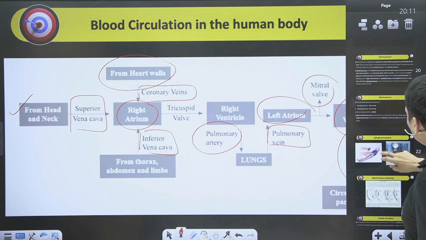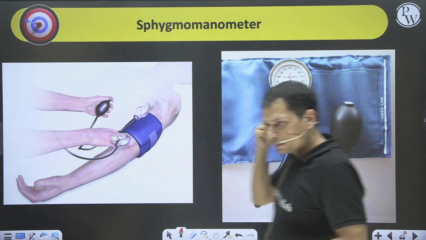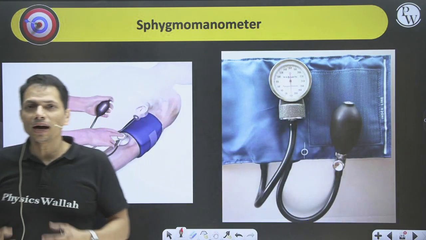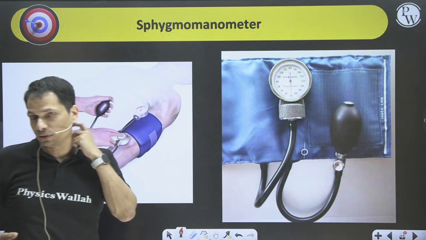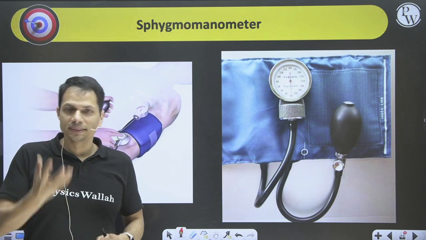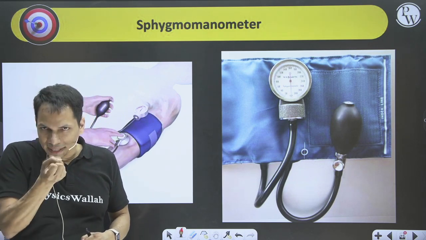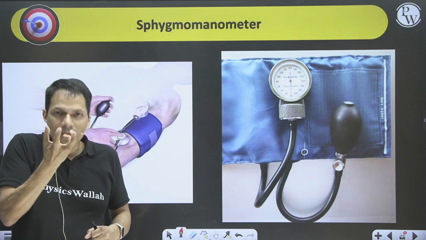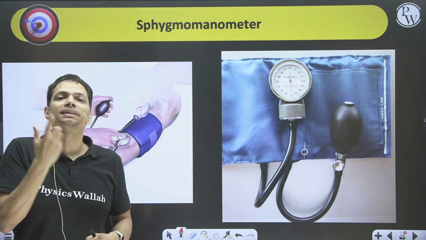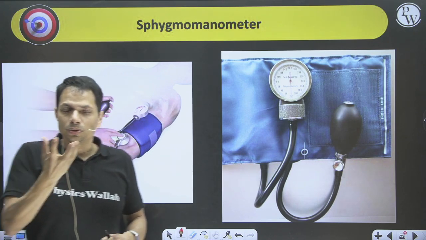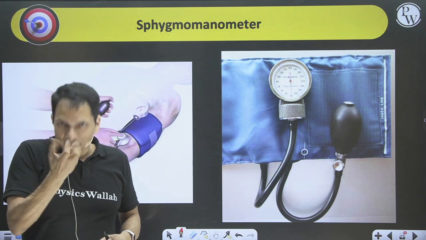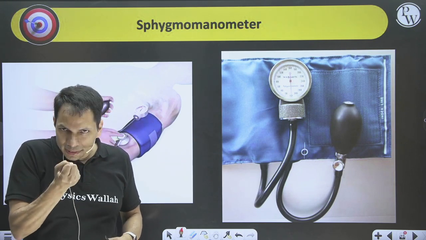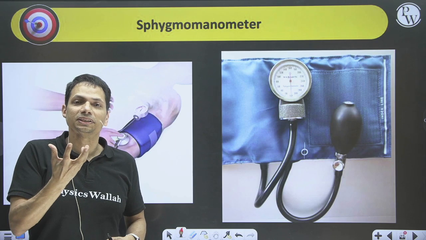Now, how do we measure the blood pressure? What we know is the heartbeat. First we need to know what a heartbeat is. Heartbeat is the systole, that is contraction, and relaxation. So one contraction and one relaxation is called a heartbeat, right? One contraction, one relaxation, that's one heartbeat. One contraction, another relaxation, that's another heartbeat.